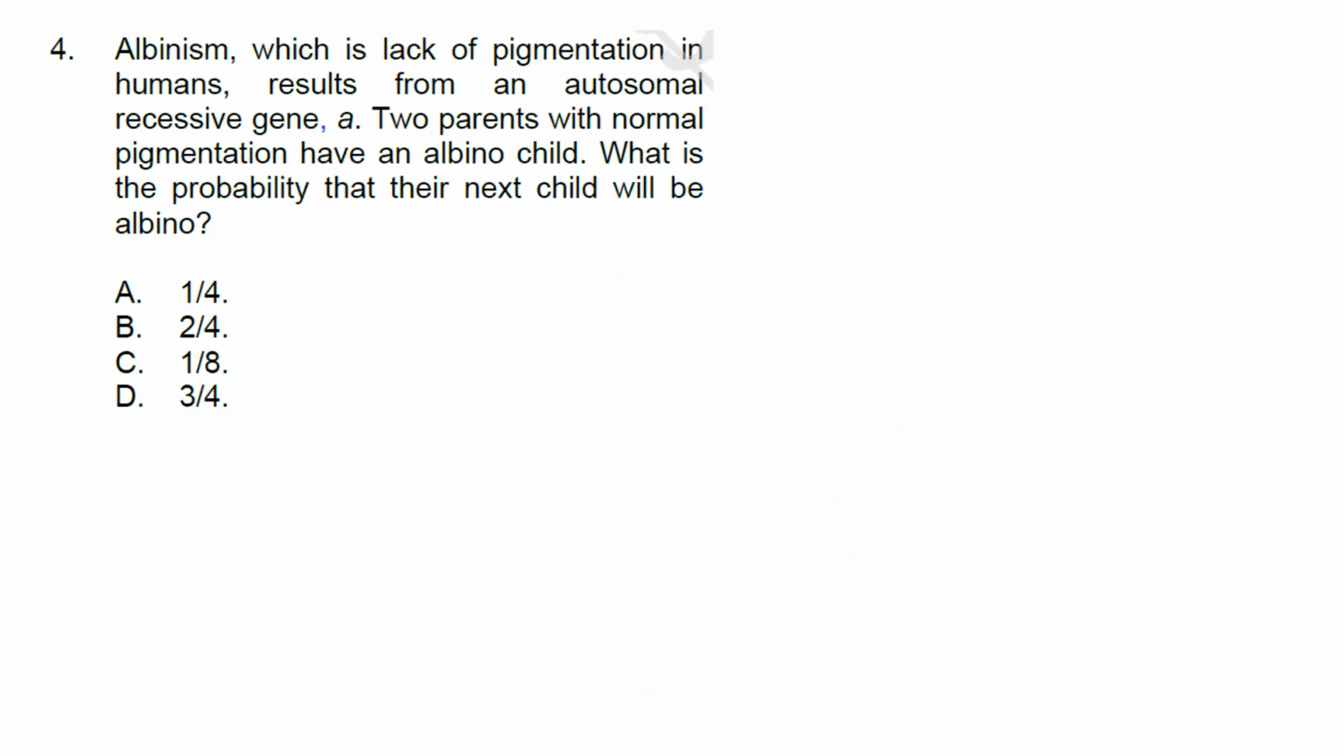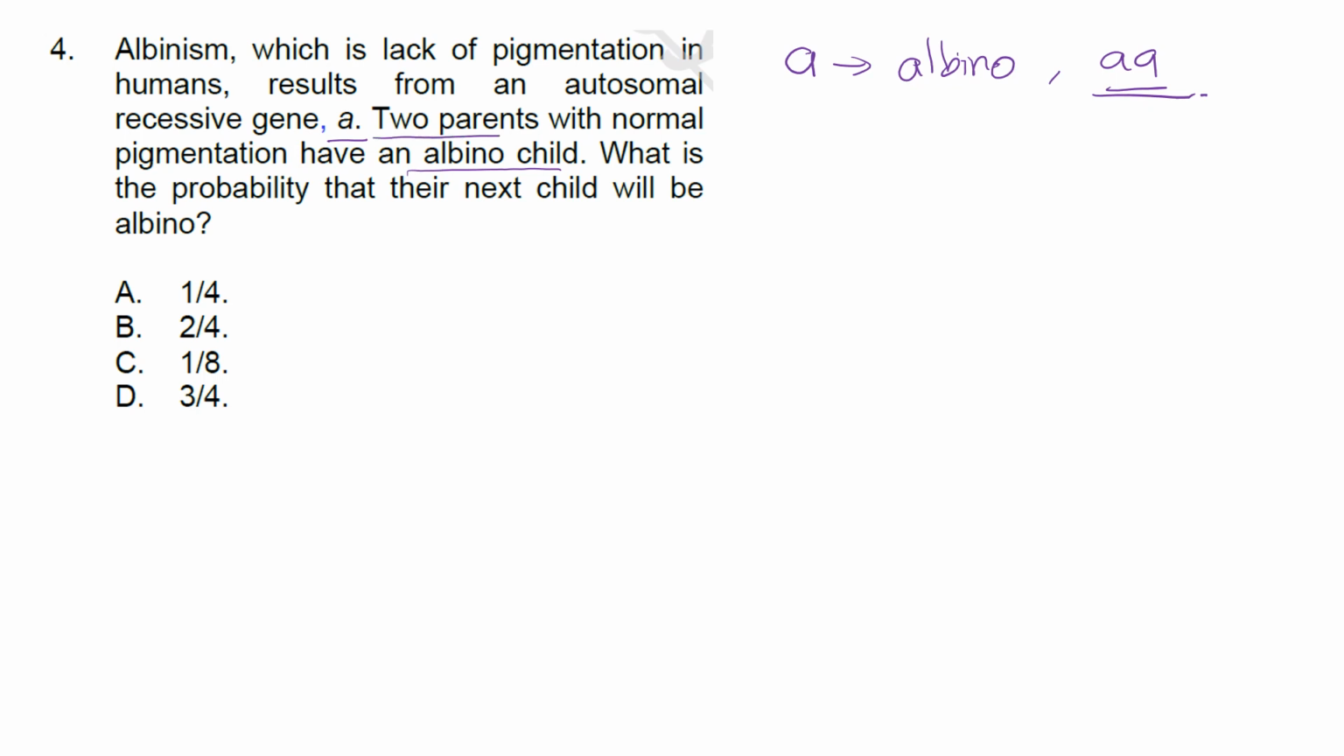Next, question number 4. Albinism, which is lack of pigmentation in humans, results from an autosomal recessive gene, which is a. The recessive a allele results in the albino phenotype. So in order for a person to be albino, the person is homozygous recessive. Two parents with normal pigmentation have an albino child. What is the probability that their next child will be albino?